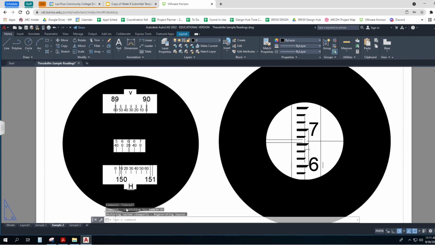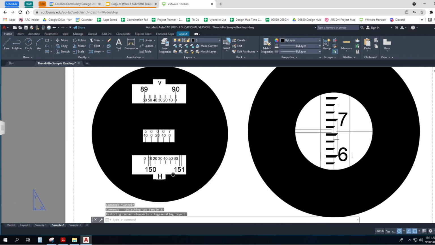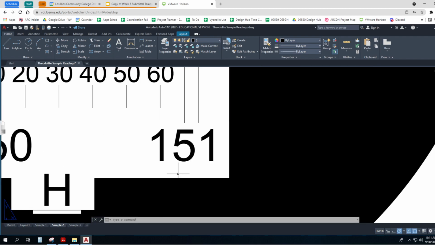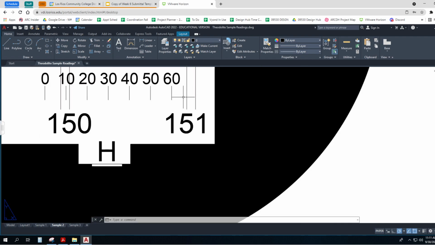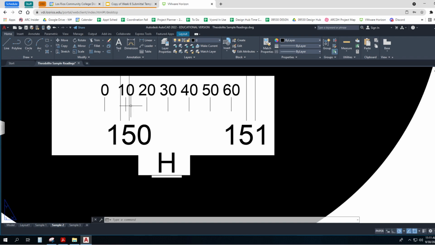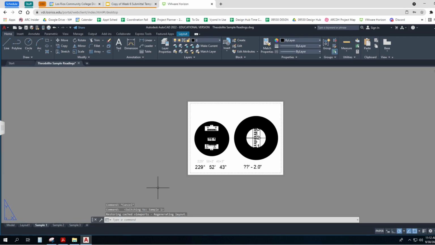Here we go. Let's look at sample 2. My degrees, this one doesn't count because it's not bracketing anything. If I come over here, it's 150 degrees. That's my degrees. And 10 minutes. 150 degrees, 10 minutes. And that's maybe pretty close. You know what I'm going to do? I'm going to copy.